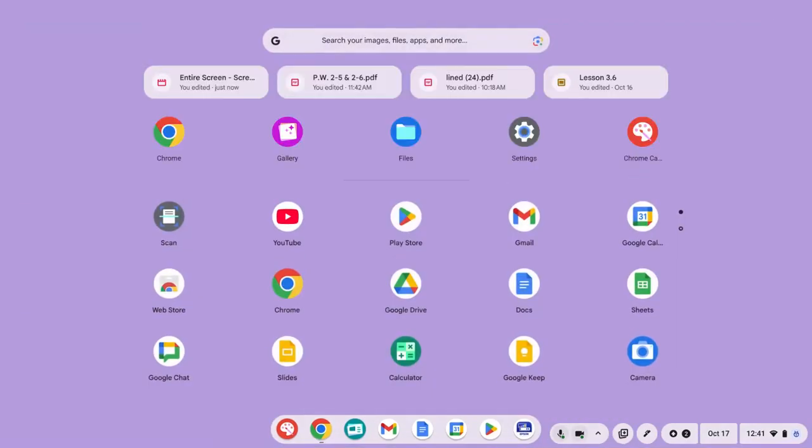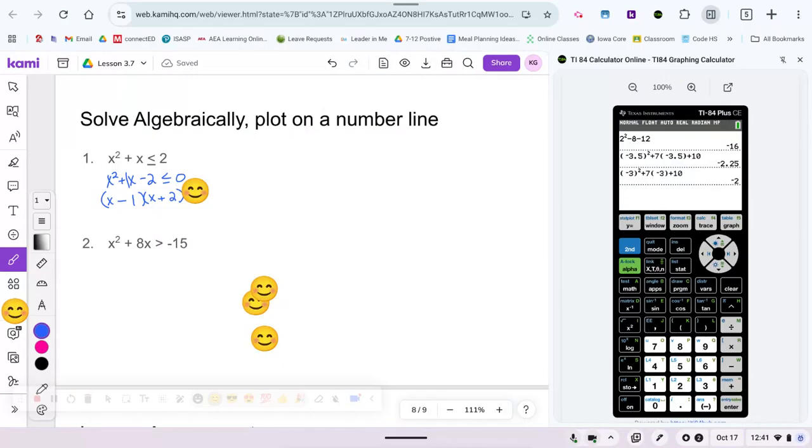Oh my goodness. What did I do wrong now? Well, now I can't click the what.